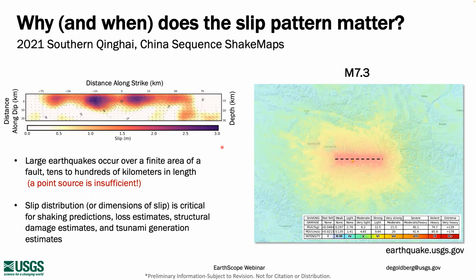So in this slide on the top left, you're seeing the slip pattern that I estimated for this magnitude 7.3 event. The hypocenter here is denoted by the white star. And you can see that the largest slip asperities occur on both sides of the hypocenter, indicating bilateral rupture, and it extends in both directions for tens of kilometers. And that's why we get this elongate shaking pattern.